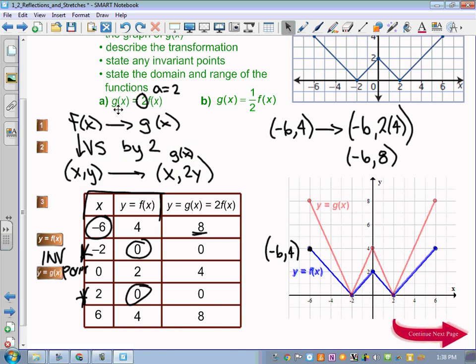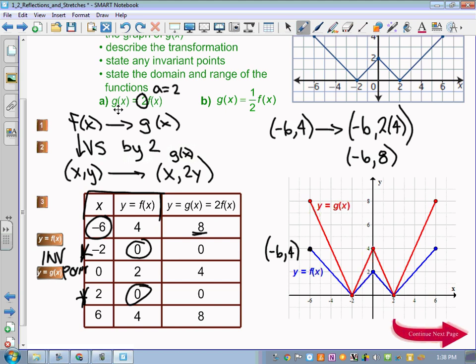And a lot of students make the misconception that invariant points are points where the original and the transformed intersect. That's not always the case. Well, I shouldn't say that. That is true, but that is not a requirement for the invariant point. The invariant point is that the point cannot have moved. And intersections are sometimes just that, a coincidental intersection. So for this particular graph, there are two invariant points, -2, 0, and 2, 0. And I'm just going to summarize that underneath.